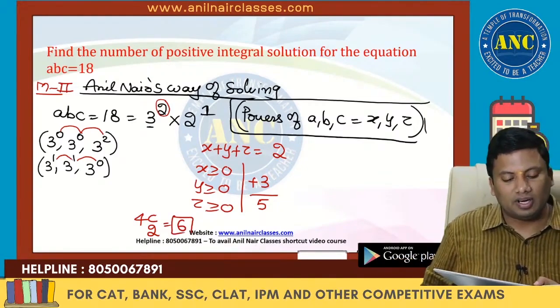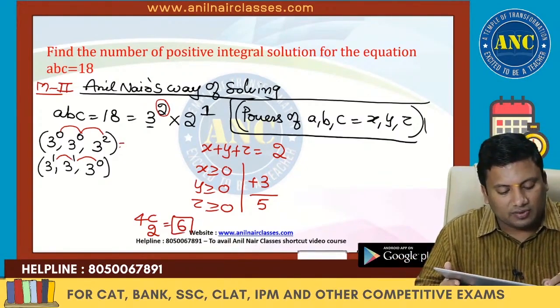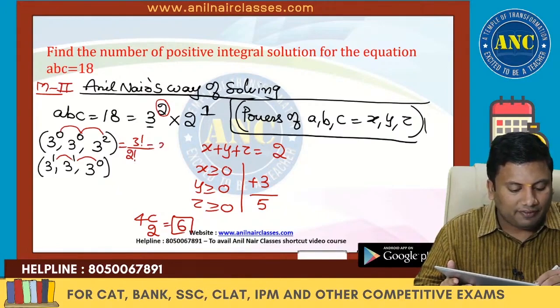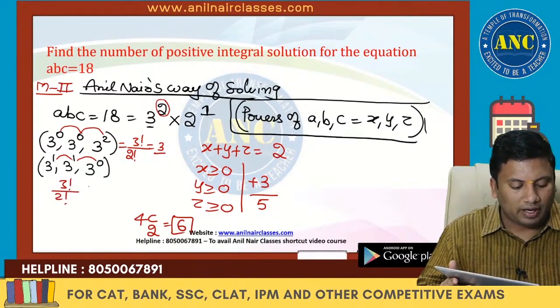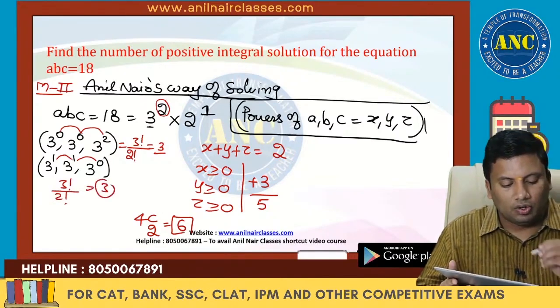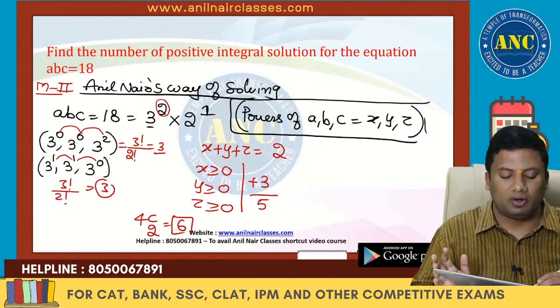How many ways we got? 6. Here also we got 6 ways. 3 numbers, 3 factorial, 2 are identical. 3 factorial by 2 factorial, 3. It is also 3. You don't need to write those 6 cases. I hope it is clear.